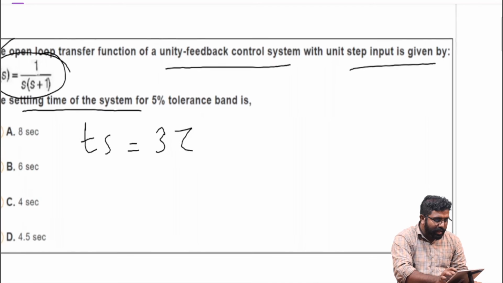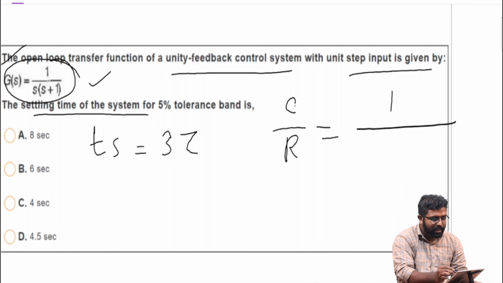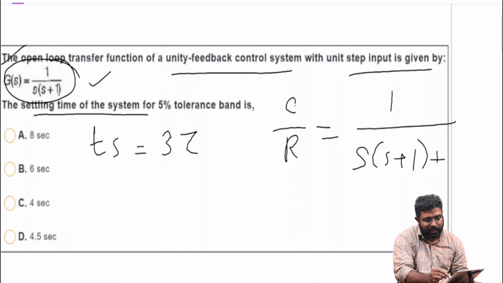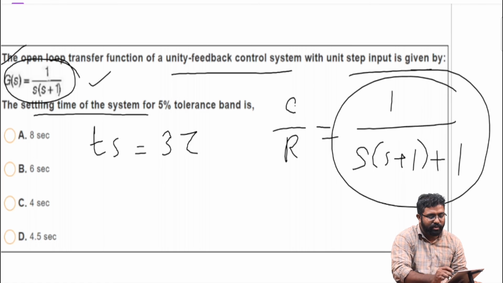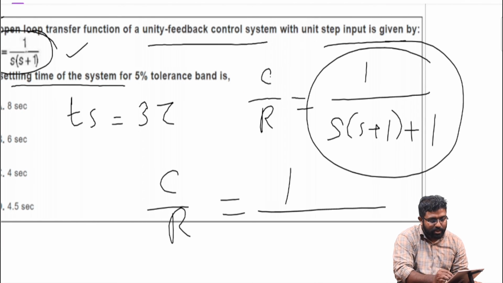So I need to find the closed loop transfer function. Open loop is given. How to find the closed loop? C by R equals, the numerator is the same as itself, then add the denominator with the numerator: s into s plus 1 plus 1. This is a shortcut to find it for a unity feedback system. So C by R equals 1 by s square plus s plus 1.